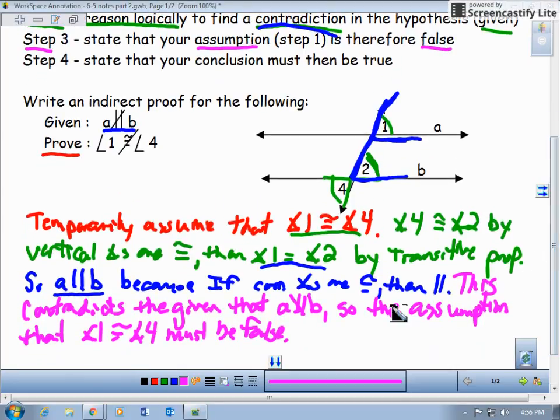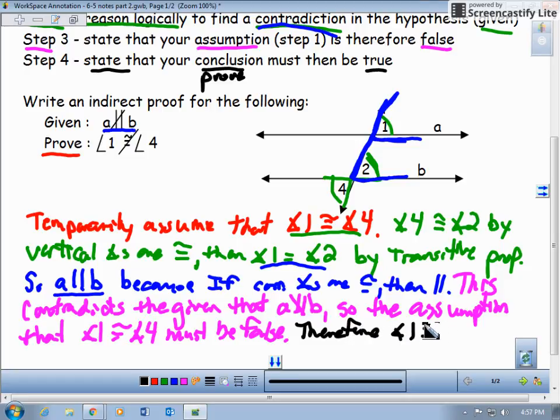And then the last step is I'm going to state that my conclusion must be true, or in other words, what I want to prove is true. So we're going to say, therefore, angle 1 is not congruent to angle 4. That's it. The last step is probably the easiest one. We just say, since that's false, then I know that this must be true because it's the opposite of that.